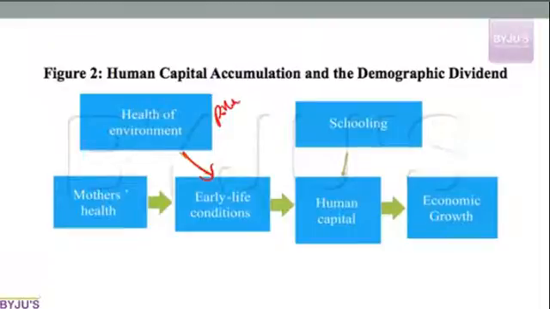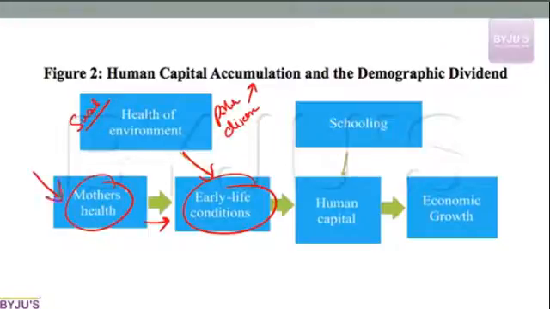So health of environment, very important. This is about pollution and stuff like that. Mother's health, very important. Together becomes early life condition. So health of environment includes disease, pollution, etc. Here things like sanitation, Swachh Bharat scheme, all those things come in here. So Swachh Bharat comes in here. Whereas mother's health, specific intervention is required, becomes early life condition.